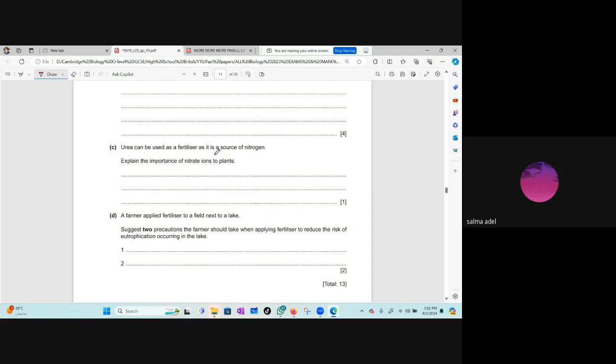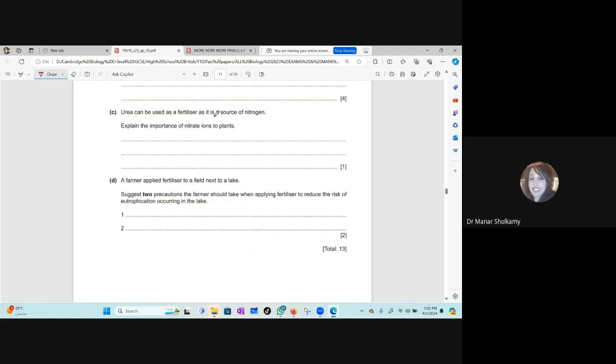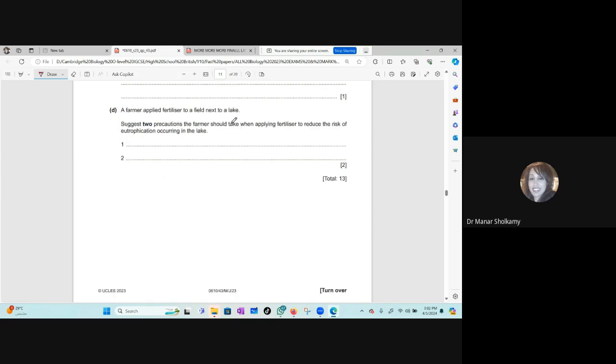It's important in growth, yes, to make what? Nitrate ions make what? Proteins. Yes. A farmer applied fertilizer to a field next to a lake. Suggest 2 precautions the farmer should take when applying fertilizer to reduce the risk of eutrophication occurring in the lake. Suggest. So this is a little bit critical thinking.